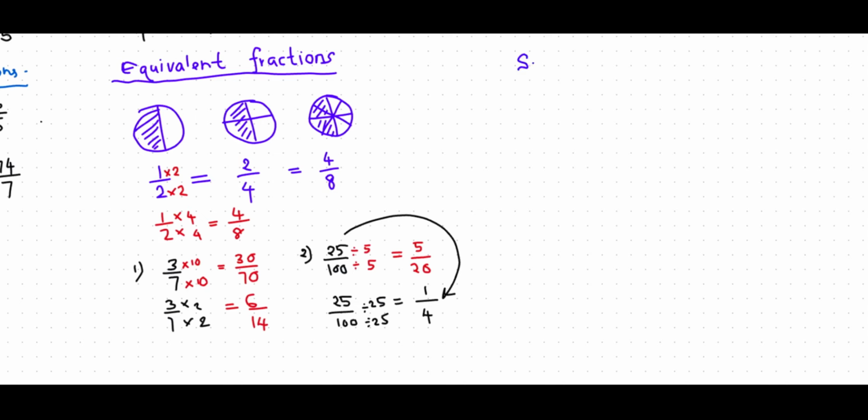Simplest form of a fraction. This is how we have to keep the final answer. They will ask us to add two fractions, subtract, multiply, or even divide, or sometimes addition, subtraction, multiplication, division, everything in one question. We have to do all the steps, and the final answer should be kept in the simplest form.